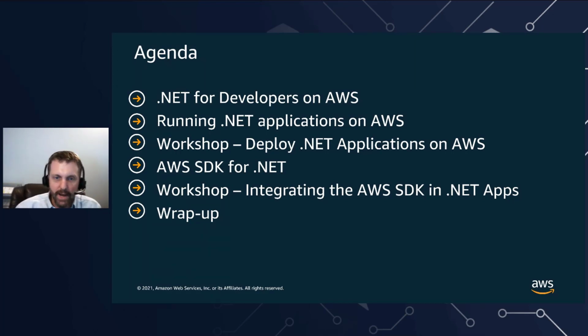Then we're going to come back and learn a little bit about the AWS SDK for .NET, which allows developers to take advantage of AWS services in their code. And then we'll see several ways to include DynamoDB in your .NET applications as examples of how to use the AWS SDK for .NET.